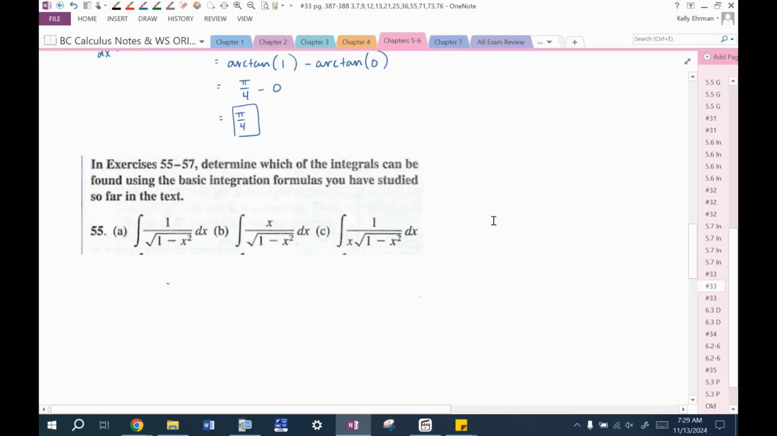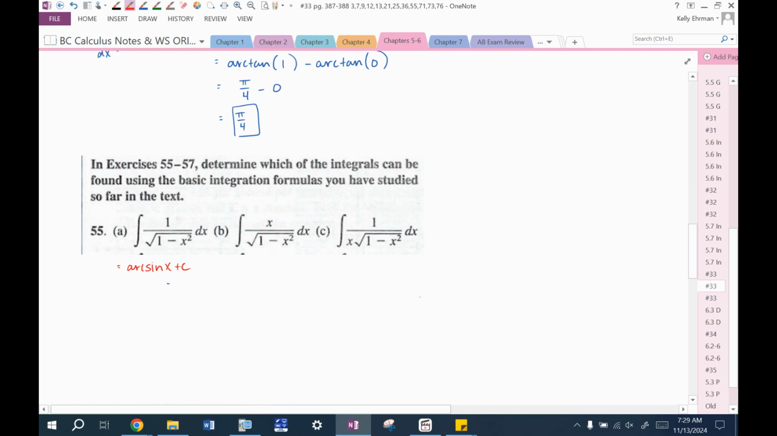For the next part, we kind of did this in our notes. Determine which of the integrals can be found using basic integration formulas you have studied. So this first one is arcsine. So yes, we can find this. It's equal to arcsine of x plus c. I'm not sure what work I wrote in my original one.